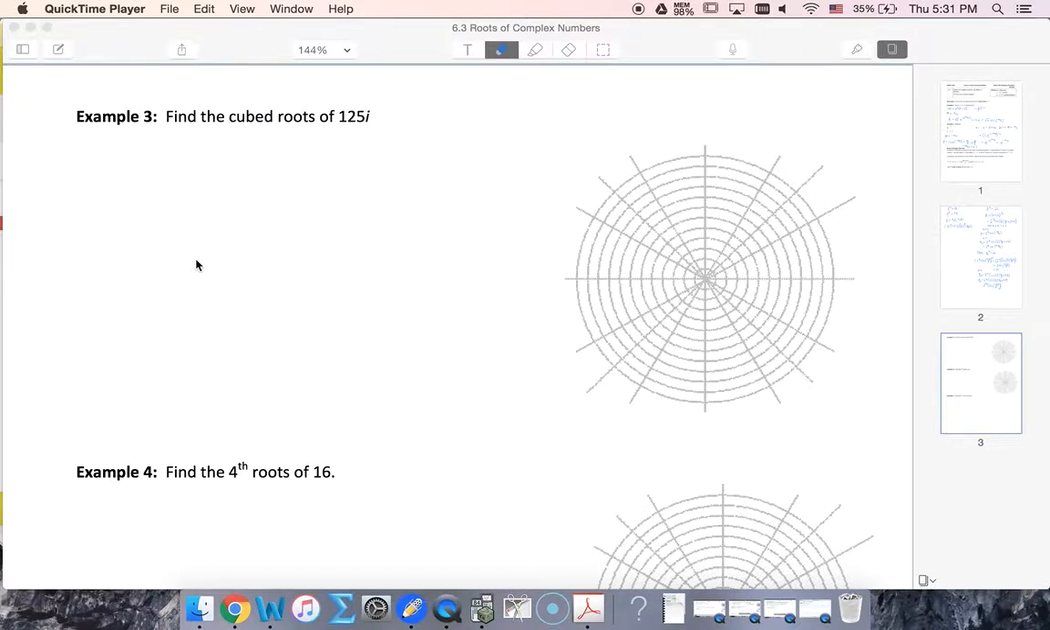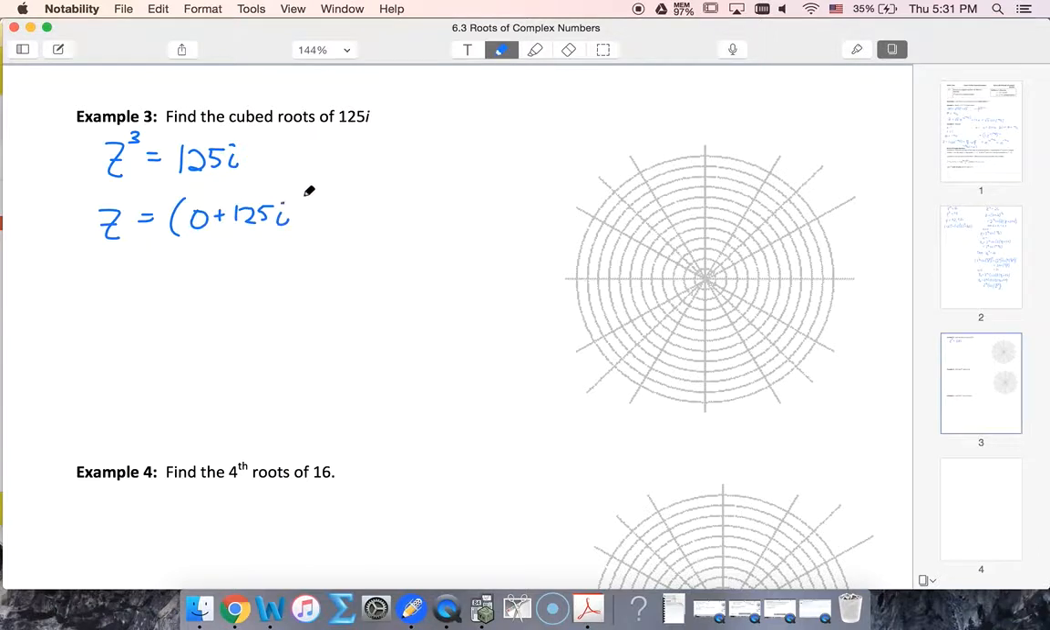All right, so we're going to look at finding the cube roots of 125i. So let's start by saying that z cubed is going to be 125i. So that means that z is going to be (0 + 125i)^(1/3).